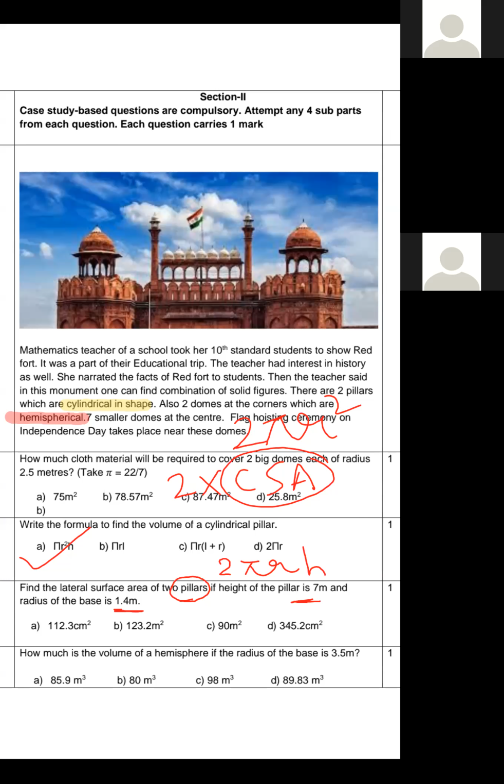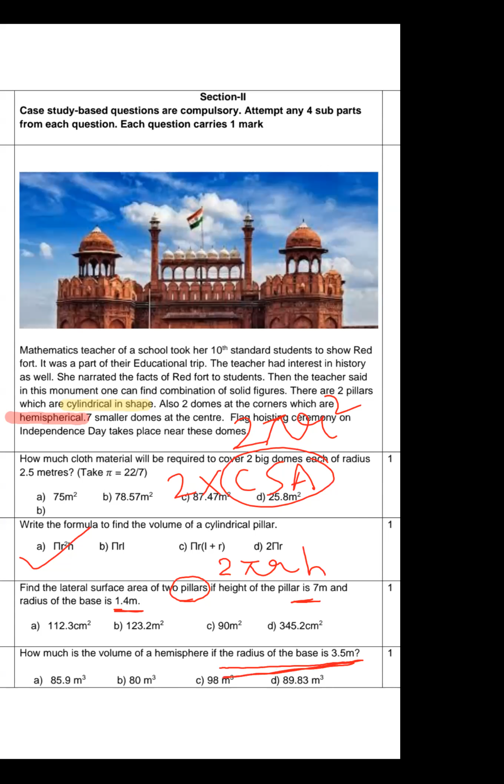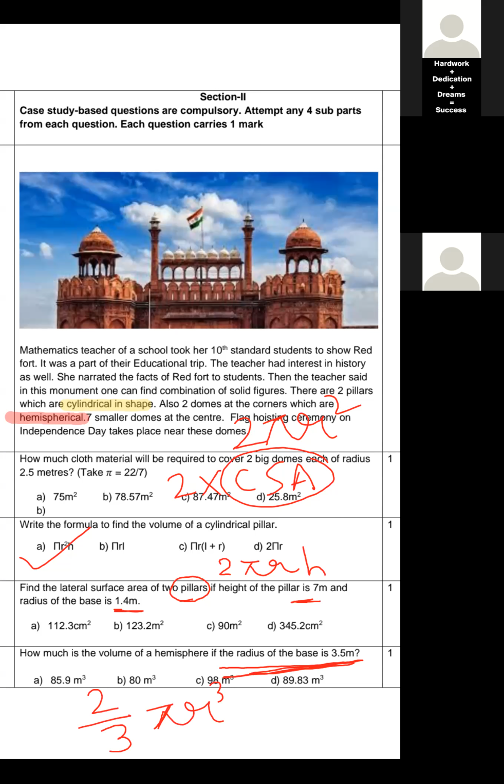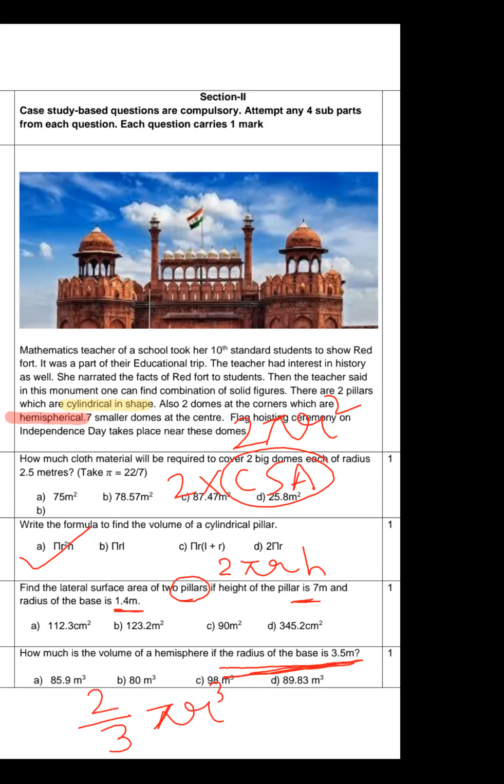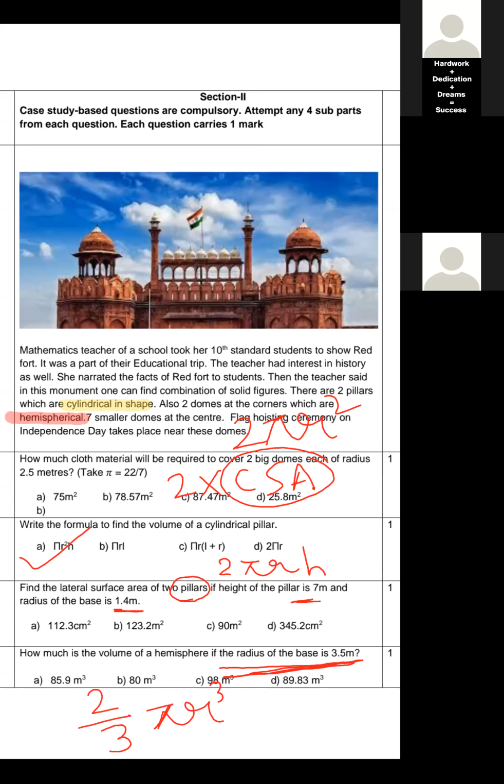Next, how much is the volume of a hemisphere if the radius of the base is this? So simple question, what do you need to apply now? The formula of volume of hemisphere, which is 2 by 3 pi r cube. So out of 5, you have to do 4 parts. We have successfully done 4 parts here itself. Let us see the fifth part. I need to rub it off to move into the next one.